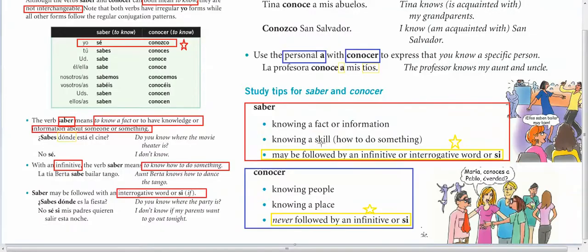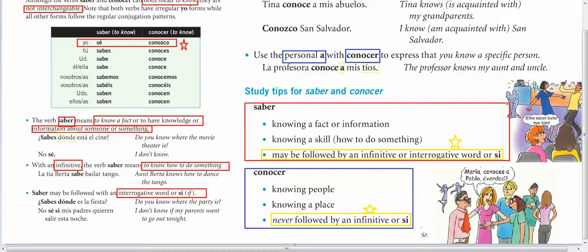And they've written them out here, and rather than just having the sentences, they've made a little chart that's a little easier to know. Saber, knowing fact or information, knowing a skill or how to do something, may be followed by an infinitive, an interrogative word, or sí. Okay, conocer is knowing people or a place. It's never followed by an infinitive or sí.